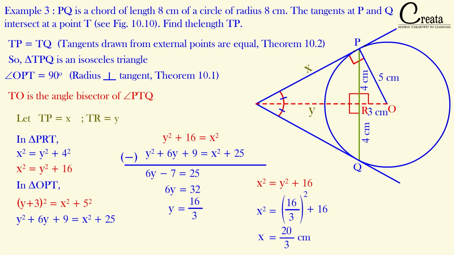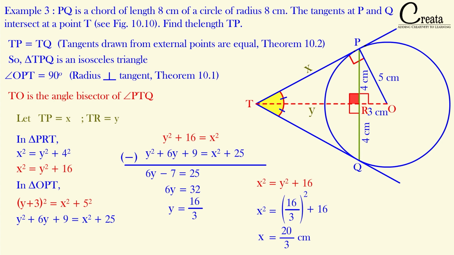Here we are having a point T, which is the external point, and we are having two tangents. These two tangents will be equal to each other. And if we join T with O, that is the external point with the center of the circle, we get the angle bisector of the angle T. So TO is the angle bisector, and this angle bisector is also perpendicular to the chord PQ.